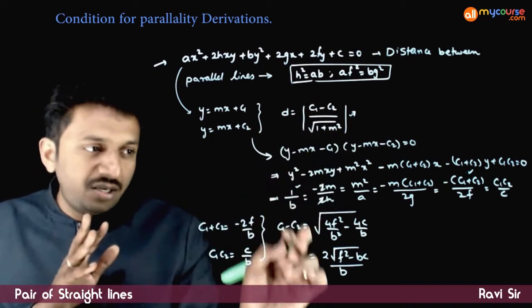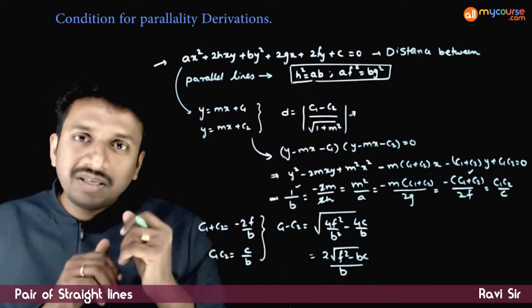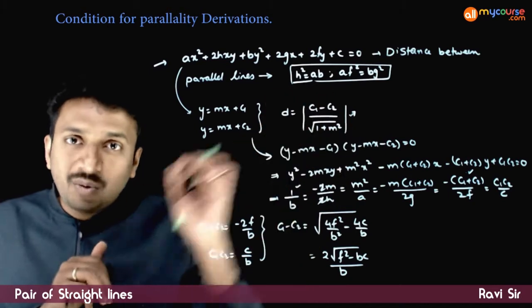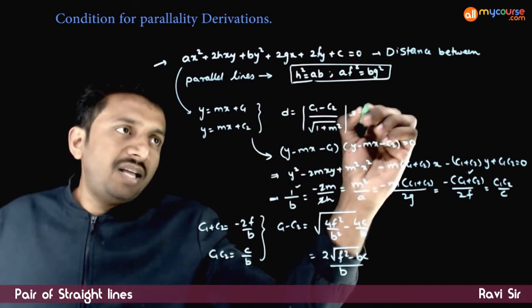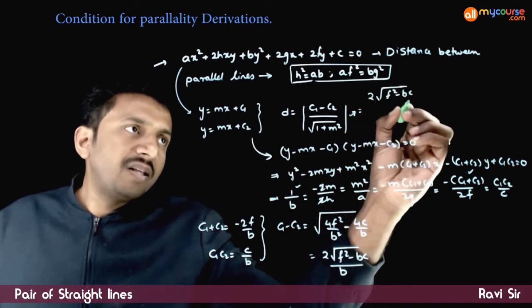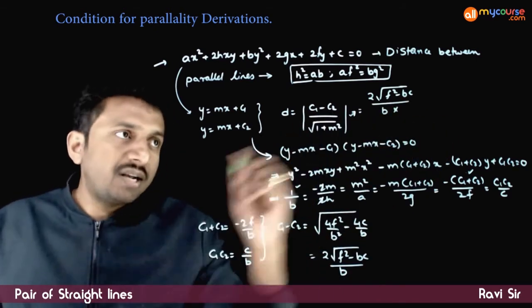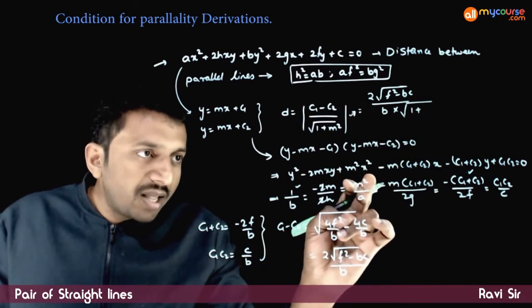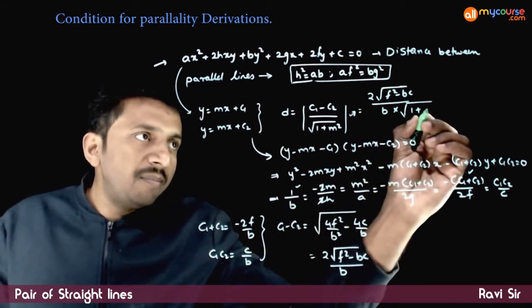So c1 minus c2 is this. Once you substitute c1 minus c2 and m square in this equation, you get the formula for the distance between the parallel lines. So this is equal to 2 root of f square minus bc divided by b into root of 1 plus m square, that is root of 1 plus, what is m square? m square by a is equal to 1 by b. So m square is equal to a by b.